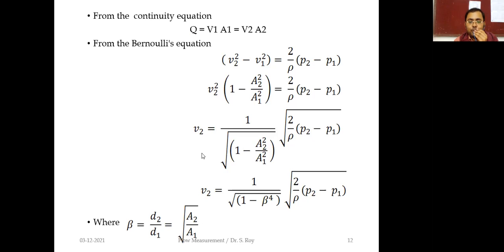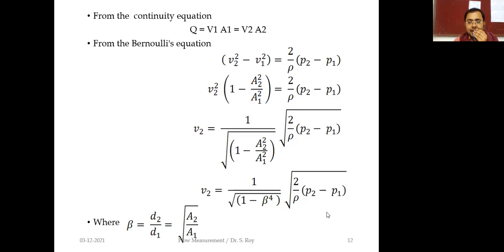We get this value. And this V2 is nothing but 1 by 1 minus beta to the power 4. We just replace this A2 square by A1 square as a beta to the power 4. And this one is 2 by rho P2 minus P1. That is the del P, we can say. P2 minus P1 is a del P. So this is known as the velocity of that fluid.